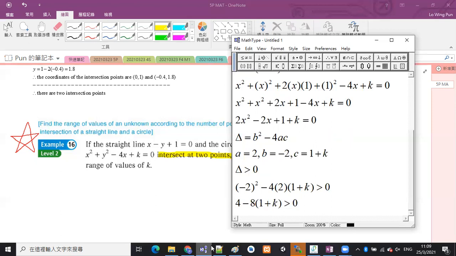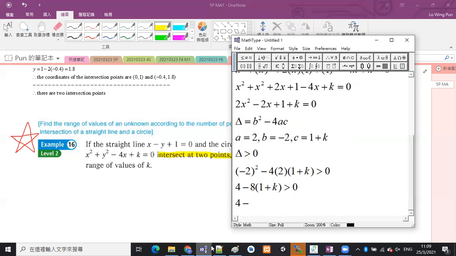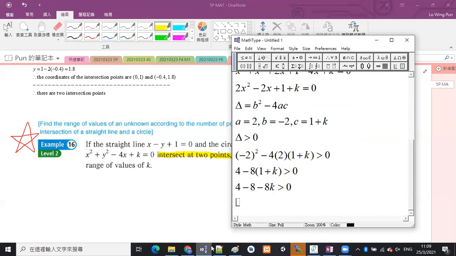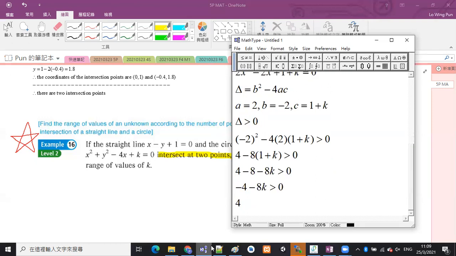And then multiplying the 8 to the bracket, 4 minus 8, and then minus 8K is larger than 0. And we have -4 minus 8K larger than 0. And I want to find K. So I need to move the K term to the positive side. -4 is larger than 8K, right?